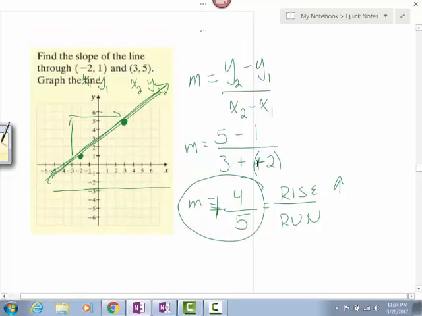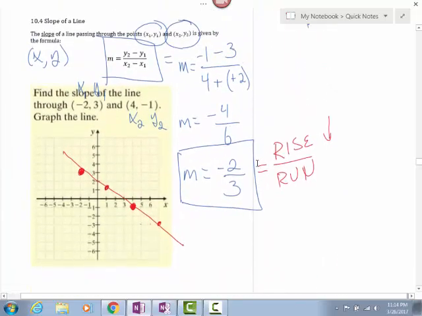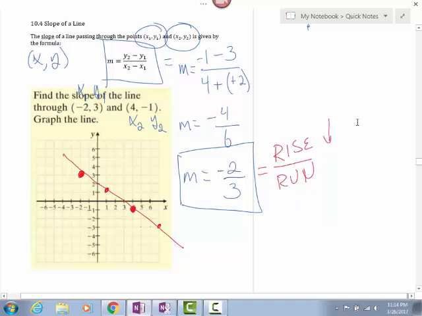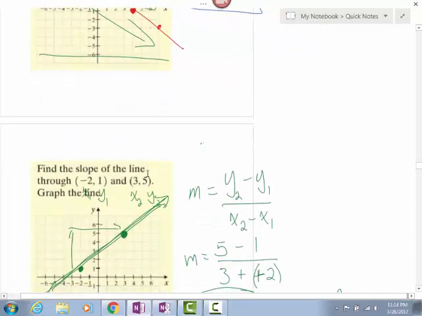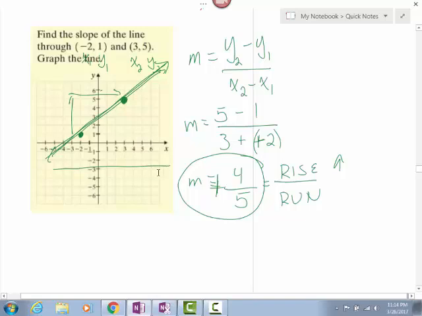If you recall the problem that I did before, and I'm just going to come back over here, if you look at my slope here, we have a negative slope. As I go from the left to the right, our line is going down. So if I have a negative slope, my line will go down. If I have a positive slope, my line will go up.